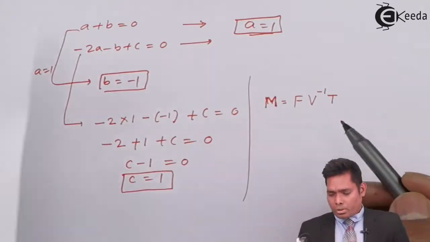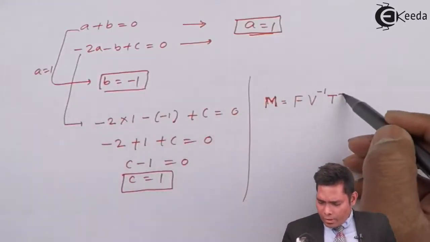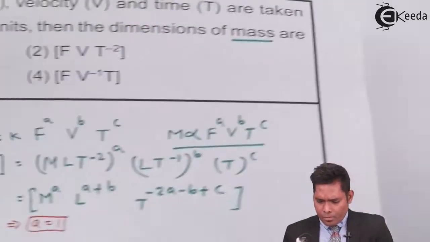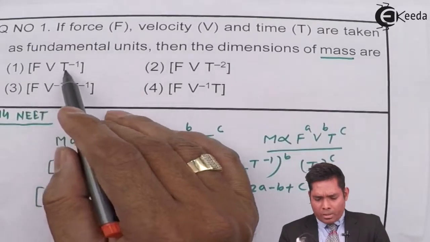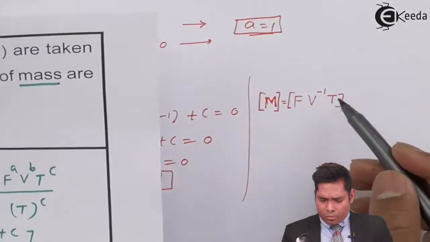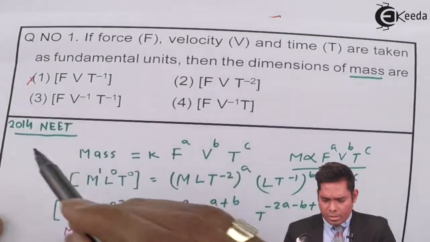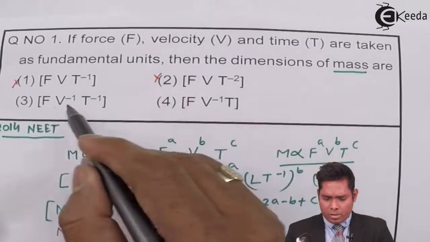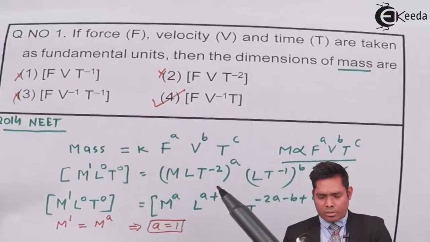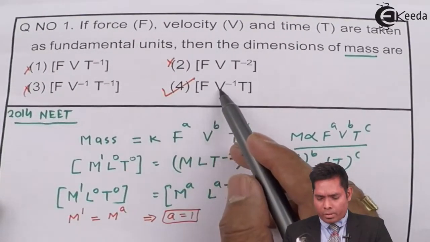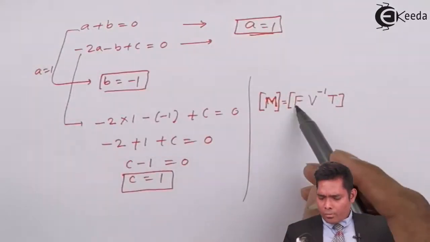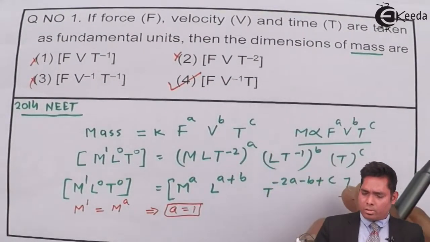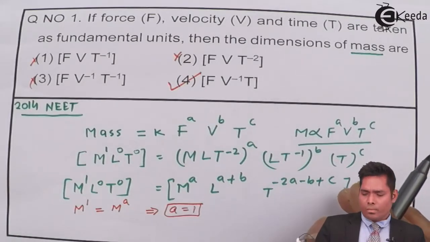So if I see the options, this is the final answer. Dimension of M: the first option is not right. Second option, no, this is not right, this is not right, this is the only right answer. F V minus 1 T, F V minus 1 T. So this is the right answer to this question.